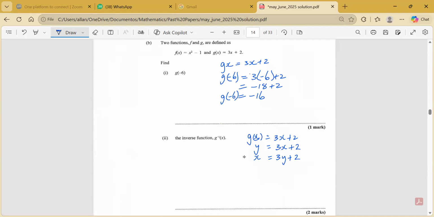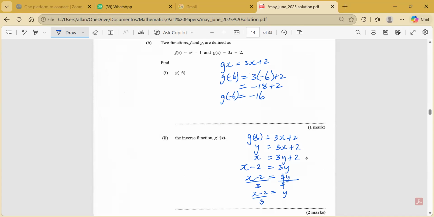All right, so there are several answers to this. You could have x minus 2 equals to 3y, and then we could divide by 3. So y is equal to x minus 2 over 3. So that's your inverse. So you could write g inverse is that.